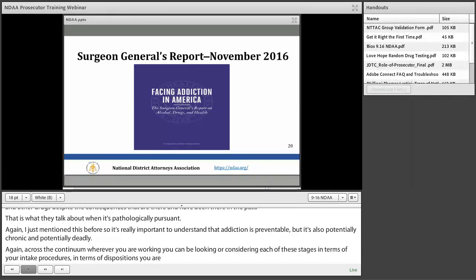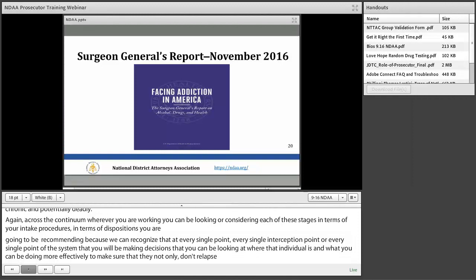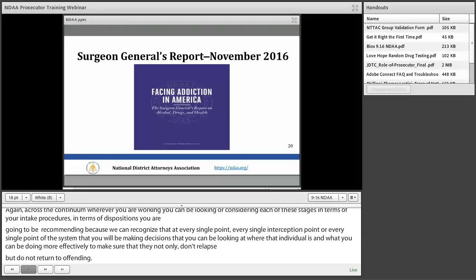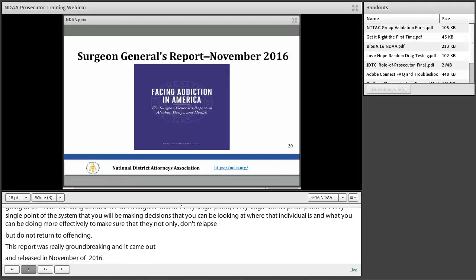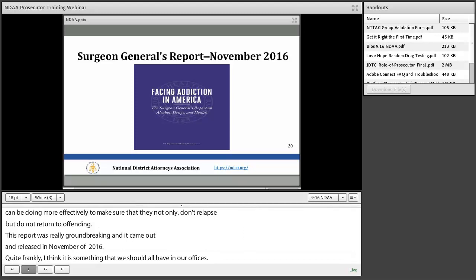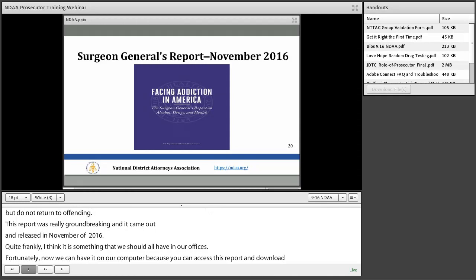This report was really groundbreaking, and it was released in November of 2016, and quite frankly, I think it is something that we should all have in our offices. Fortunately, now we can have it on our computer because you can access this report and download it, but it truly is a compilation of the research over the last 20 years and how much we've learned. And it looks at all the different factors.